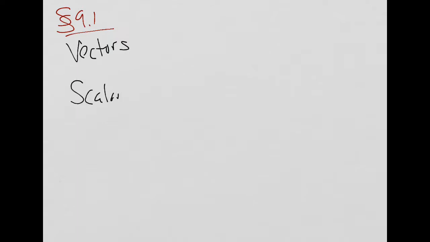Last chapter of this semester, chapter 9, start with section 9.1. We're going to be talking about vectors. Most of the quantities that you've dealt with are what are called scalars. A scalar quantity just has magnitude. It just gives you some measurement of how big something is, how much there is.